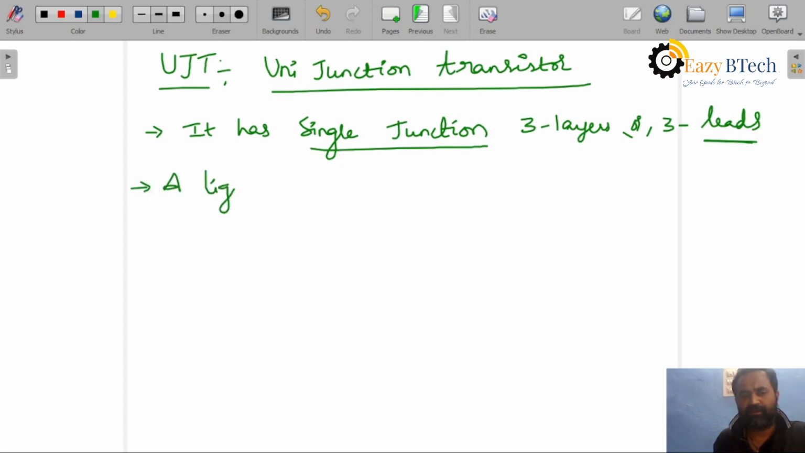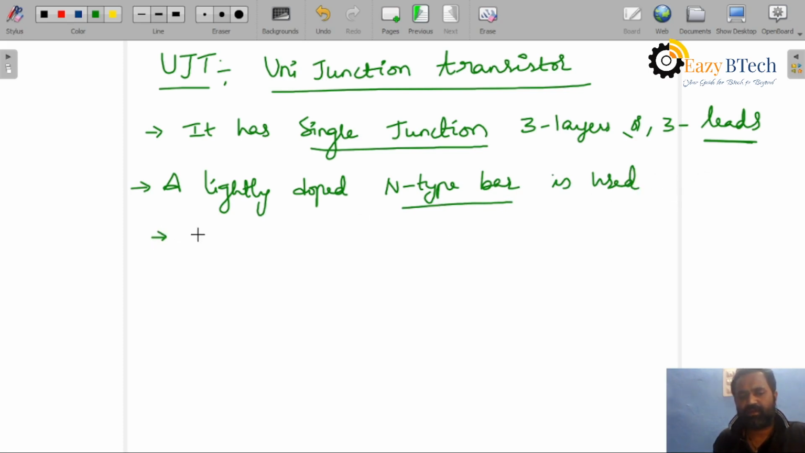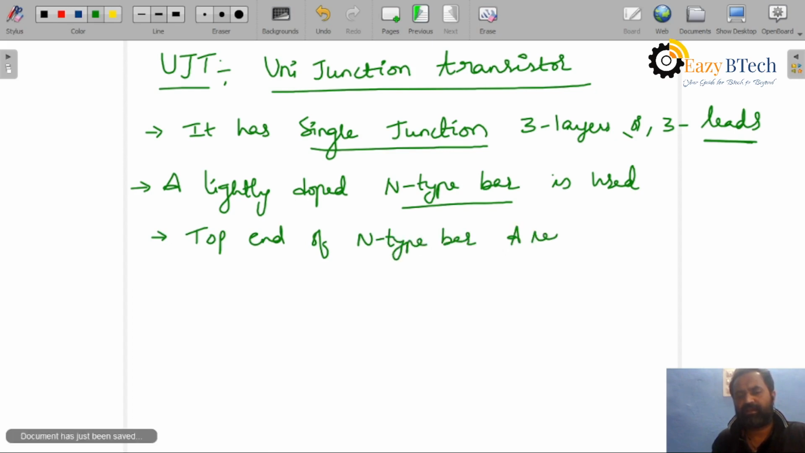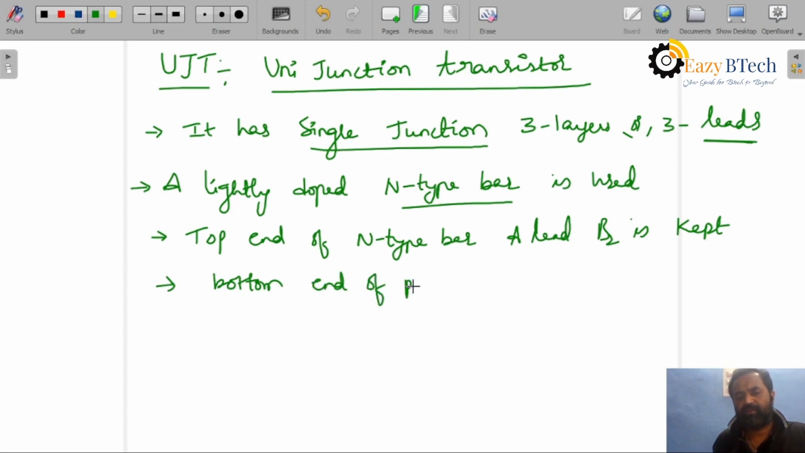Okay, a lightly doped n-type bar is used. At the top end of the n-type bar, a lead B2 is kept. At the bottom end of the n-type bar, a lead B1 is kept.